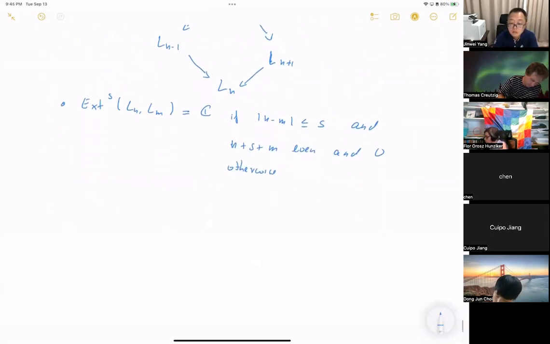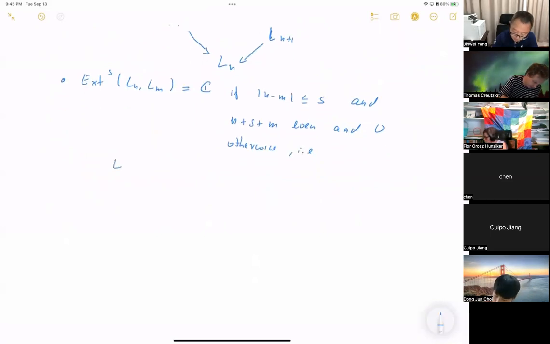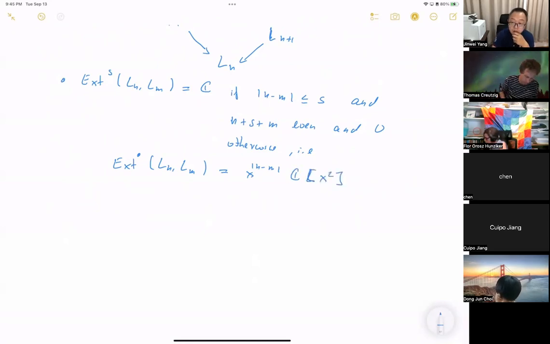So this can be written much more compactly. In other words, the whole Ext of Ln, Lm as a graded object can be identified with x to the absolute value of n minus m times polynomials in x squared. That's actually how you want to think of it. You always like to identify extensions with a ring and modules for a ring. So in particular, the self extensions are identified just with polynomials in x squared, and then other extensions are identified with modules for that.